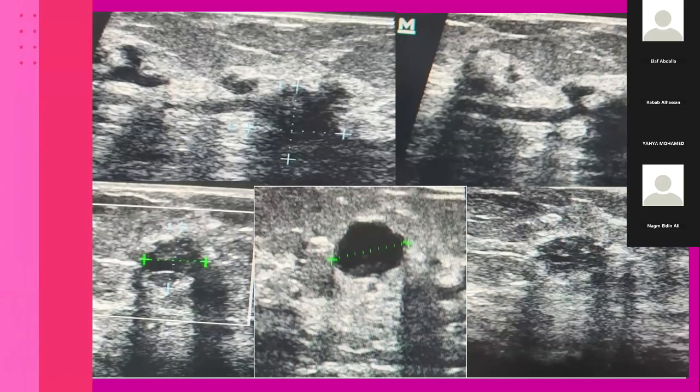This is her corresponding ultrasound. Sorry for the low quality. The case was in Sudan.